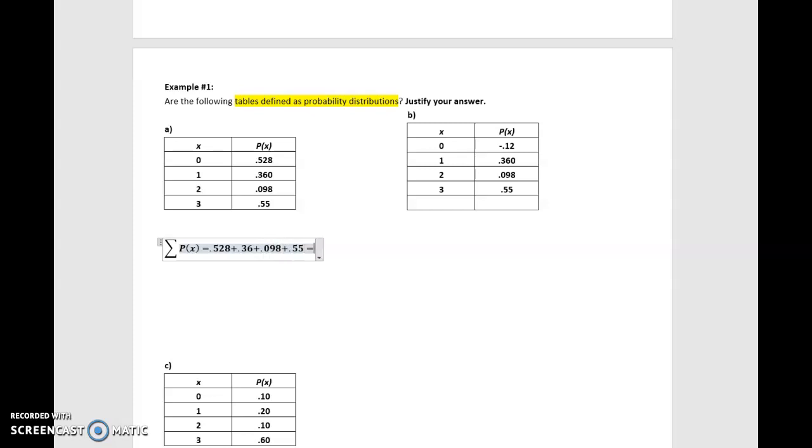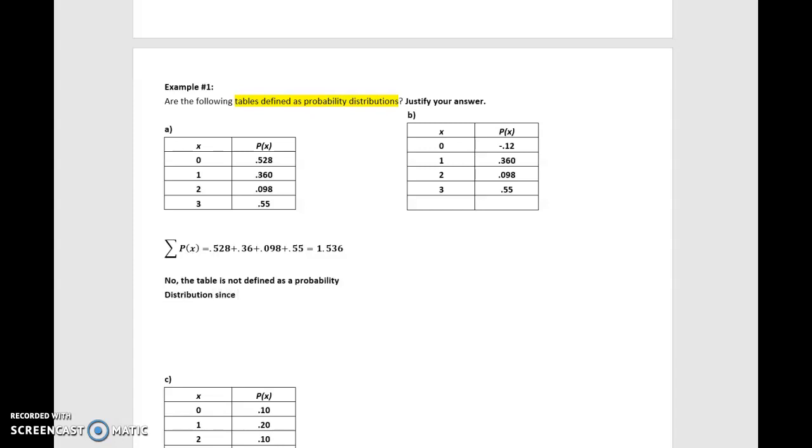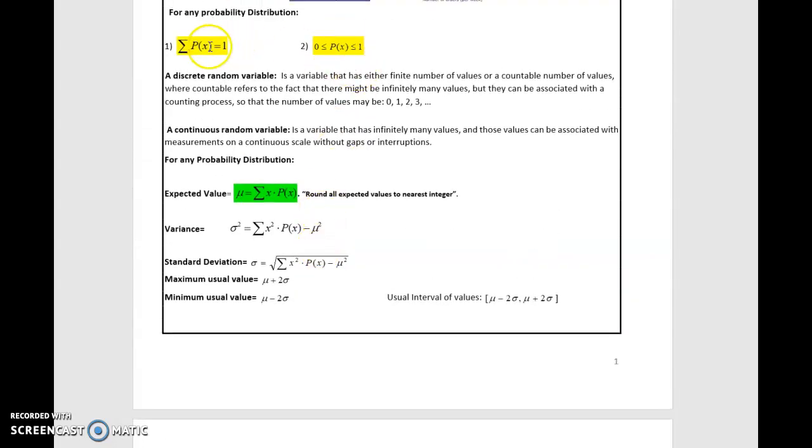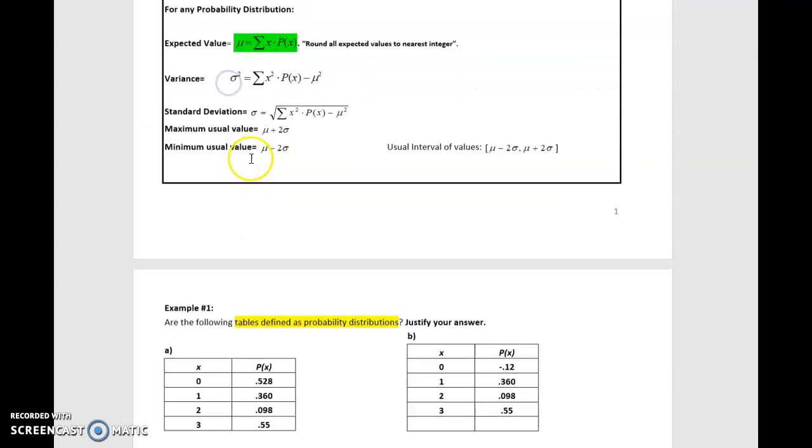Now adding these probabilities, I'm getting a total of 1.536. So we would say no, in this case, the table is not defined as a probability distribution since we're not satisfying the total sum equaling 1.